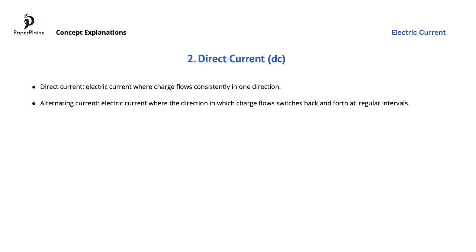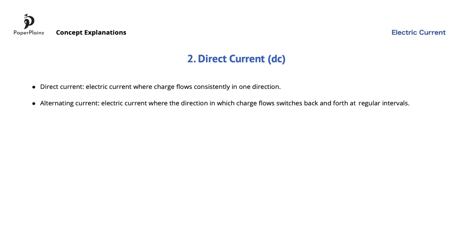As we discussed, when charge flows, we have an electric current. There are two types of currents that we'll talk about in this course. The first is direct current, which we'll discuss here, and which is an electric current where charge flows consistently in one direction. The other type of current is an alternating current. In an alternating current, the direction in which charge flows switches back and forth at regular intervals.